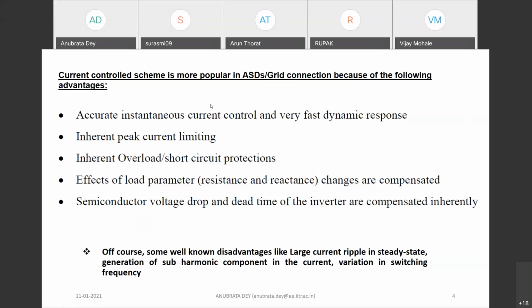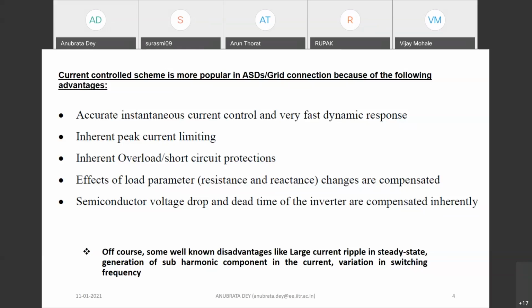if you want to ask why you would like to go for a current control scheme, why not the voltage control scheme? The basic answers are listed here. The first point talks about accurate instantaneous current control and fast dynamic response. That is the basic reason why current control is preferred over voltage control. Both actually use a voltage source inverter, but the control schemes are different. So the current control scheme is always preferred where you require a very fast dynamic response.